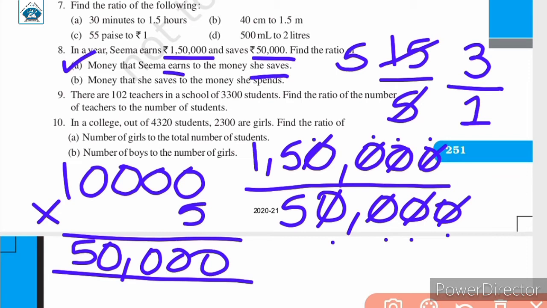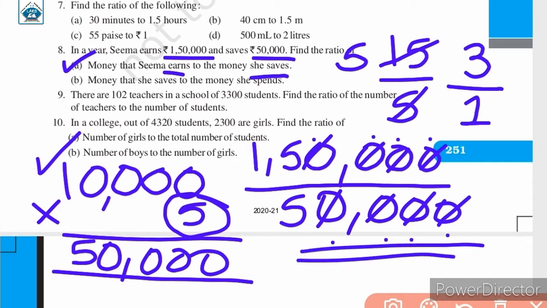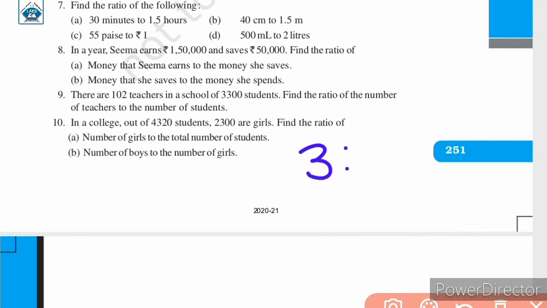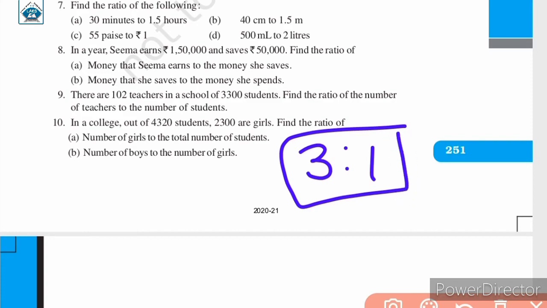But what is the highest common factor? For that, the 10,000 that we cancelled first, we multiplied it with the 5 by which we reduced afterwards. So here 50,000 is the highest common factor. So when we divide 1,50,000 with 50,000 we get 3, and when we divide 50,000 which is the denominator with 50,000 we get 1. So 3:1 is the required ratio.